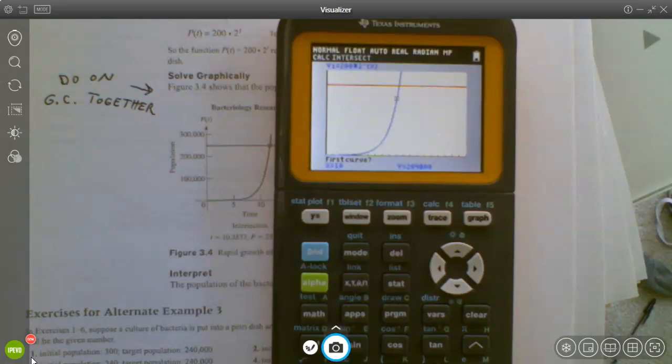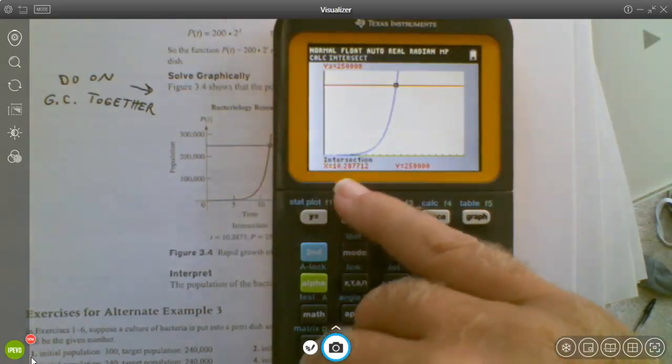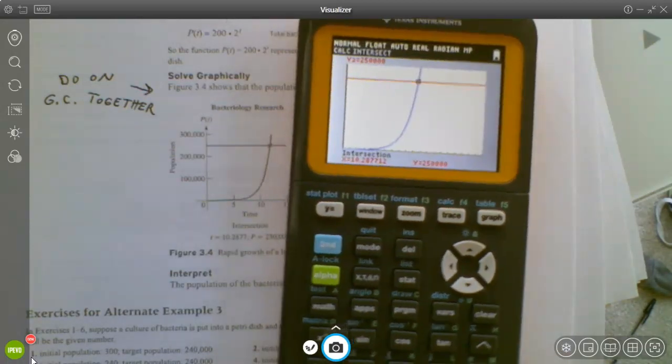You just kind of keep hitting Enter. So when it says first curve, just hit Enter. Second curve, just hit Enter. And then guess, hit Enter one more time. And we can see that it's going to take about 10.3 hours in order for us to come up with 250,000. And so for now, that's how we're going to solve them.